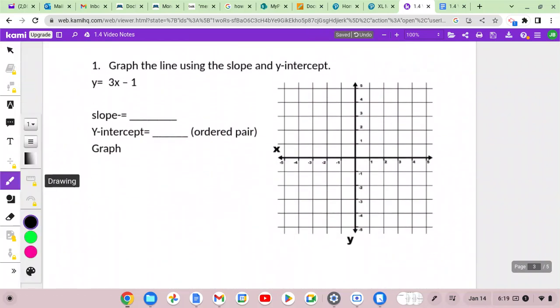This is technically number 11 next. One of the numbers got cut off. Graph the line using slope and y-intercept. Y equals 3x minus 1. Underneath this equation, I will write y equals mx plus b. M is the slope, and for us, right above the m is 3.